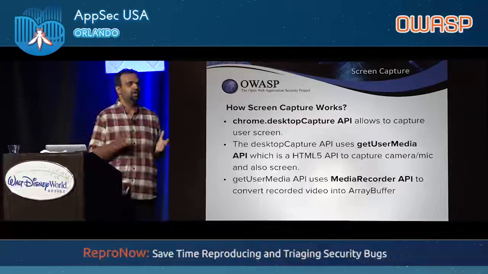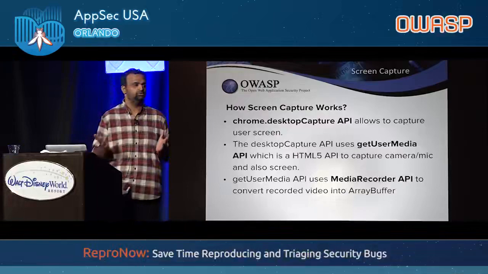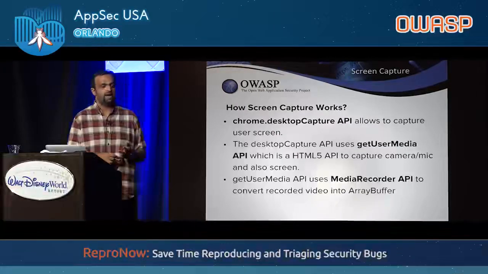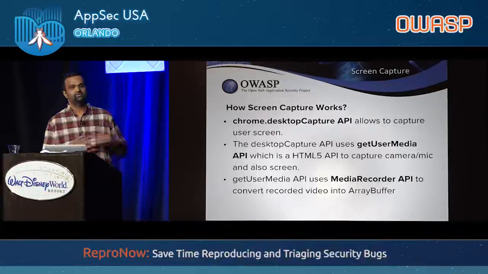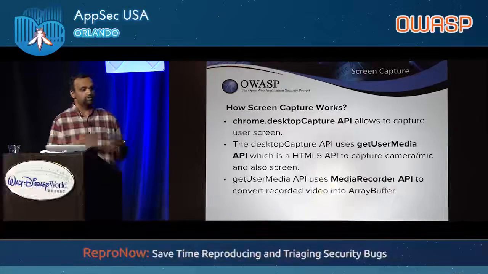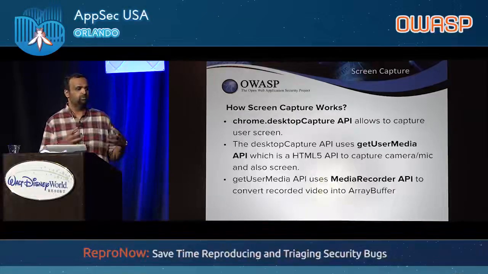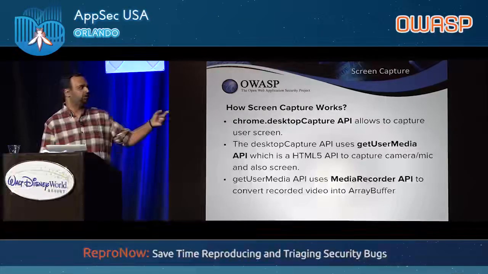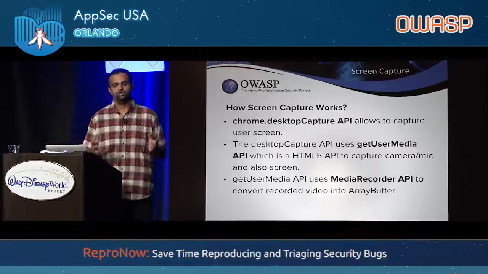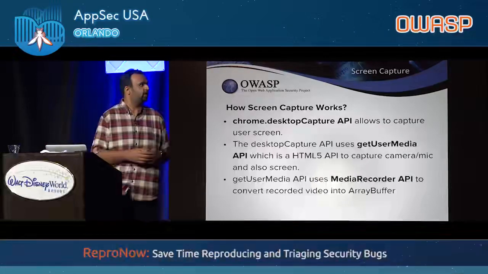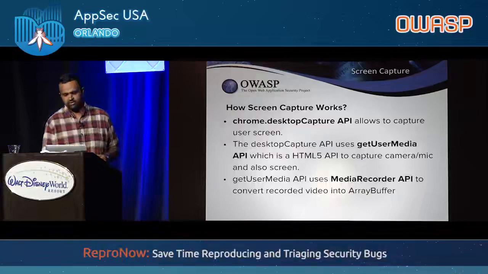Get user media API is the HTML5 API to capture your screen, mic, or also camera. In our case, we'll be just capturing the screen. Once you have the whole stream, you then pass it to a media recorder API, which then converts it to array buffer, which you can use in the video tag. So let's dig in deep for the media recorder API.